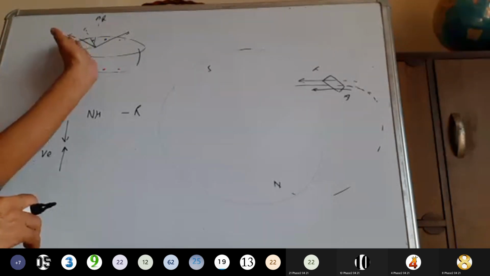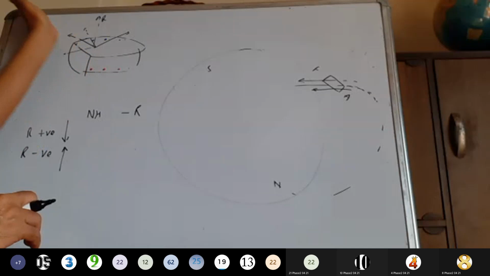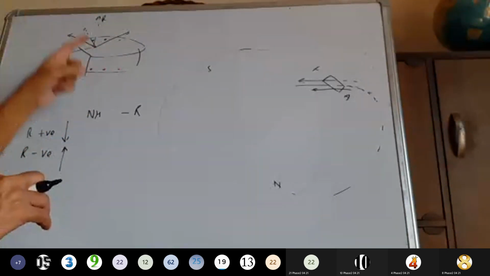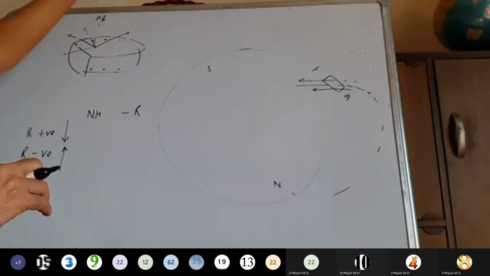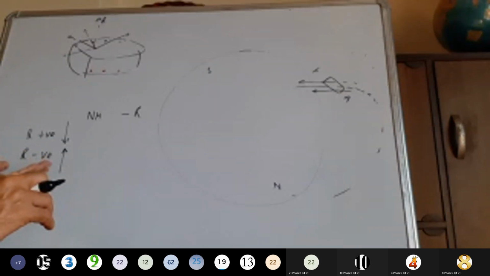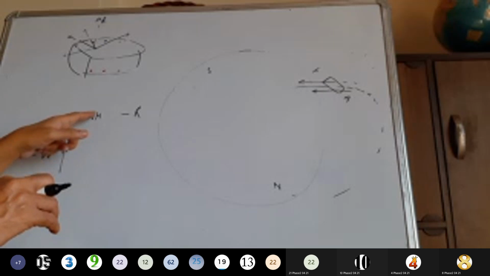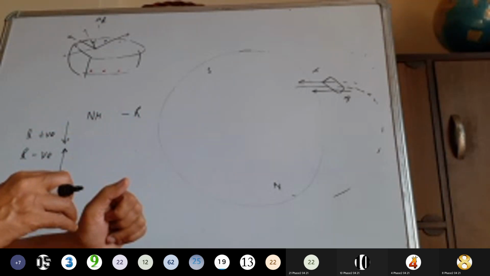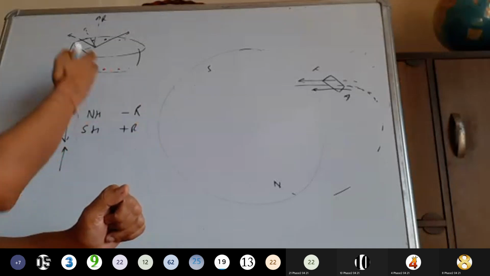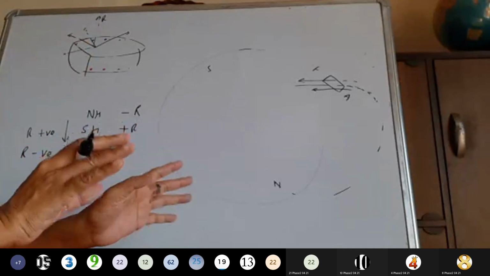Because the net force acting at the compass position will be either in this direction or in this direction. When you take the vertical component of that, the vertical component will come out to be in this direction. If R is negative, it is acting vertically upward. So in the northern hemisphere, you have minus R. And similarly, we can say in the southern hemisphere, we will have plus R, with a similar illustration. Is it understood?